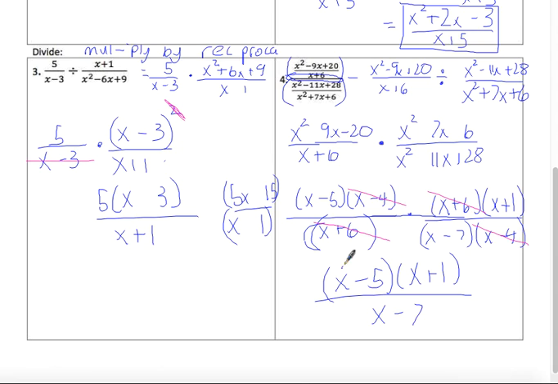And here we can expand this part, and we'll get x squared minus 5x plus x minus 4x minus 5 all over x minus 7.